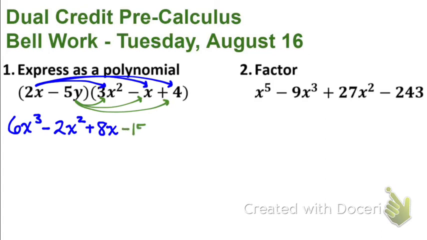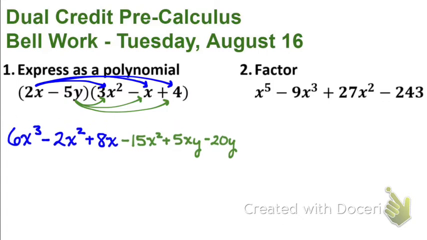So minus 15x squared y plus 5xy minus 20y. Are there any like terms that I could combine? No. Nope. You forgot the 15x squared y. Yes. Oh, thank you. 15x squared y. I forgot my y on there.